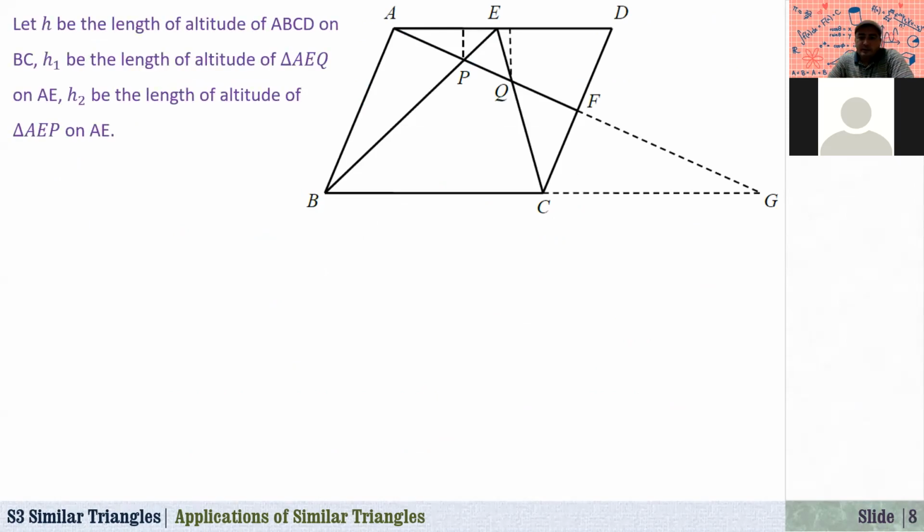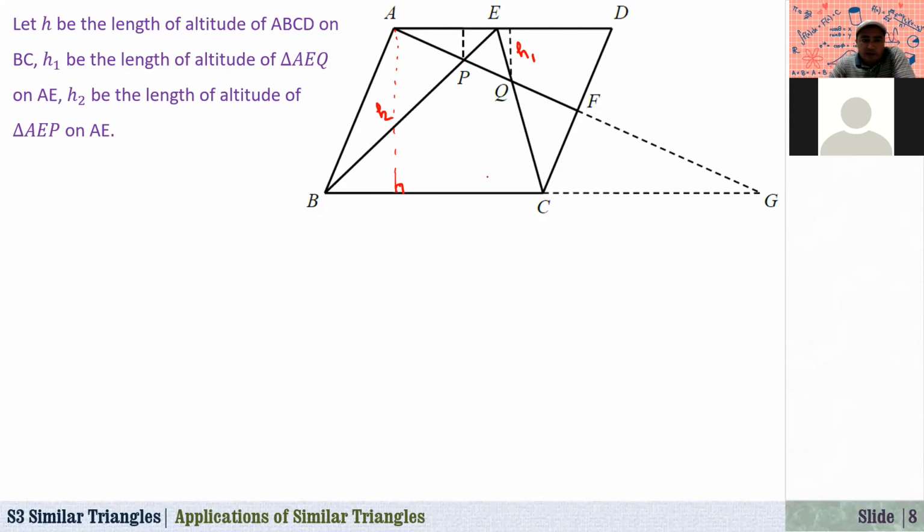Now let me introduce some small letters to represent these heights. Let h be the length of the altitude of parallelogram ABCD on BC. We are talking about this altitude. Let's say it is h, and h1 be the length of the altitude of AEQ. So this one, let's say this is h2, and that's h1.